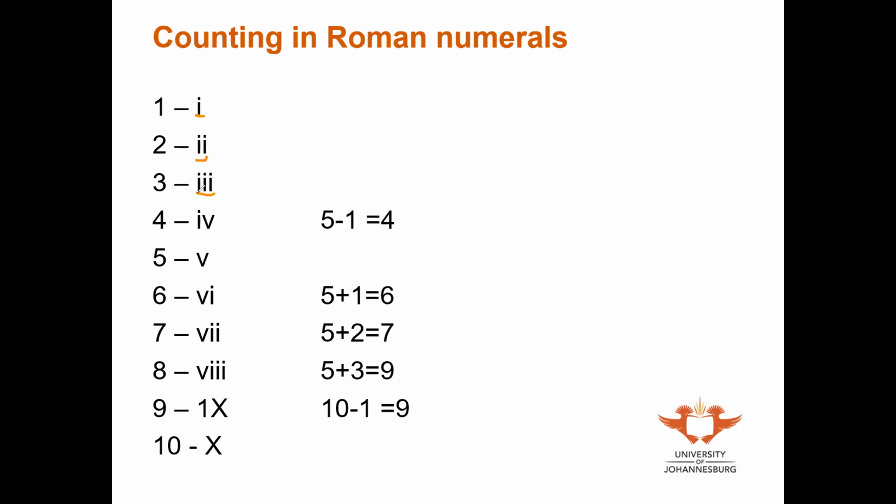So when you go to the next one, you always say 5 minus 1, and then 5 plus 1. And then 5 plus 2, 5 plus 3. And then when you get there, you move again to the next one, which is the 10.